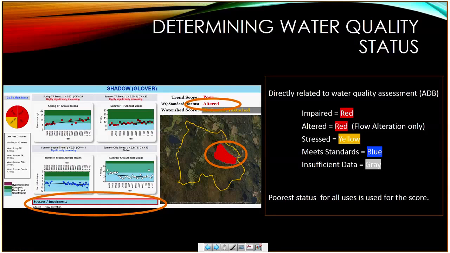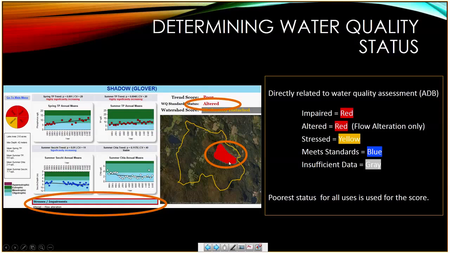And this is directly based on the assessments that we do for the EPA every other year to evaluate how well our lakes meet Vermont water quality standards. Each lake has a series of uses associated with it, and we look at each of those uses every 2 years and assess how well the lake is doing.